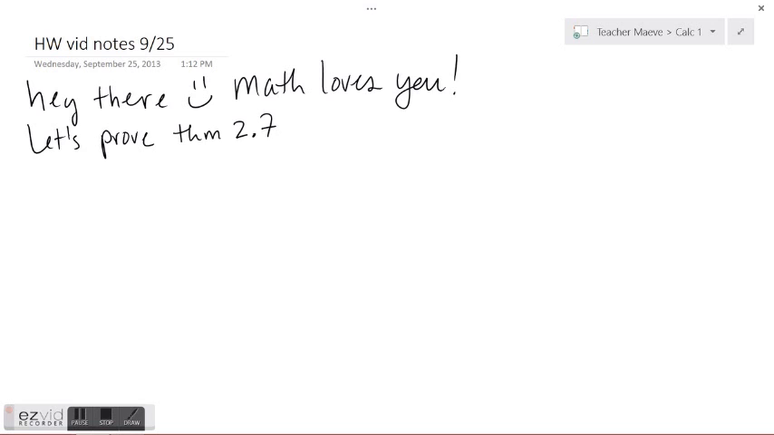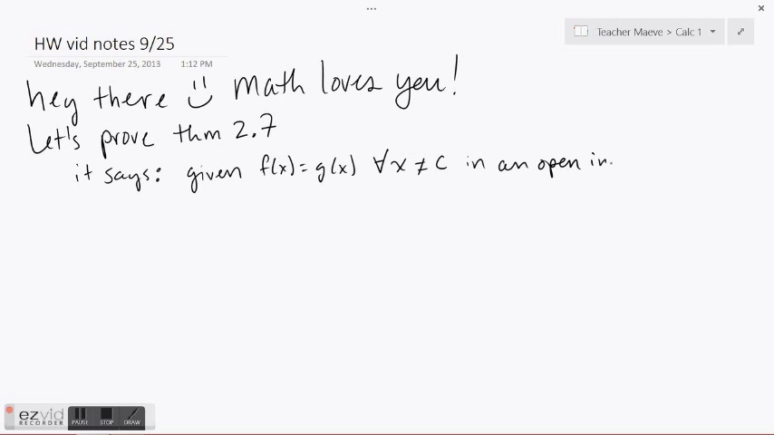Let's go ahead and prove Theorem 2.7. First, we should say what this theorem even says. It says, given f of x is equal to g of x for all x not equal to c, oops, messed up my symbol there, in an open interval containing c. Remember, c is an element of the real numbers.